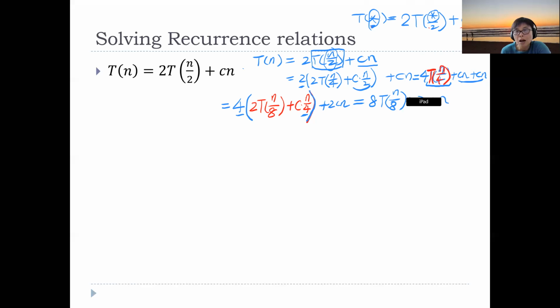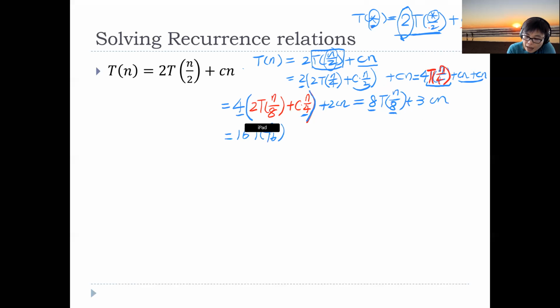If we still don't see the pattern, we can do it one more time. Each time I apply this formula, the size of the problem inside gets cut by yet another factor of 2, so from 8 it now becomes 16. But the number of problems outside, I have to multiply by a factor of 2. So right now I have 8 multiplied by a factor of 2, that's 16.